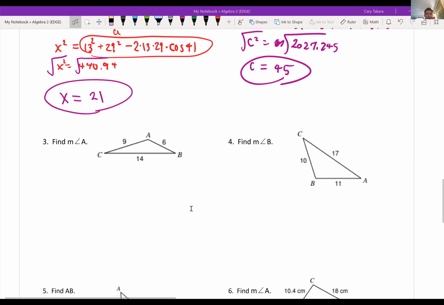Number 3. Now we need to figure out the angle. Now, which angle are we trying to figure out? Because depending on the angle that we are finding, then we will know which one is A and B.